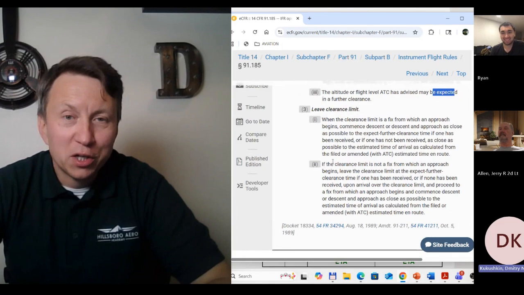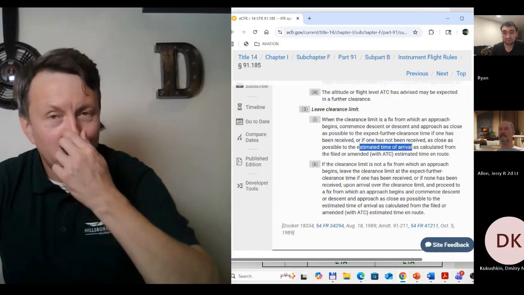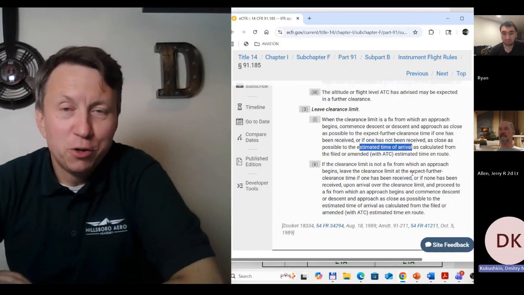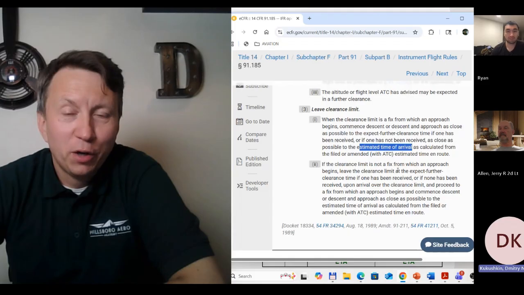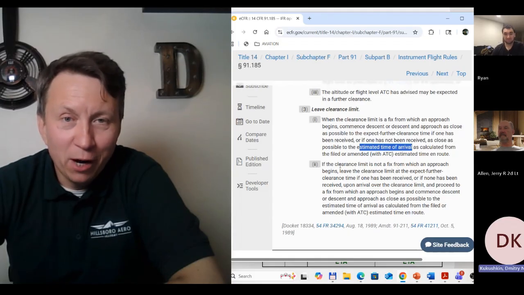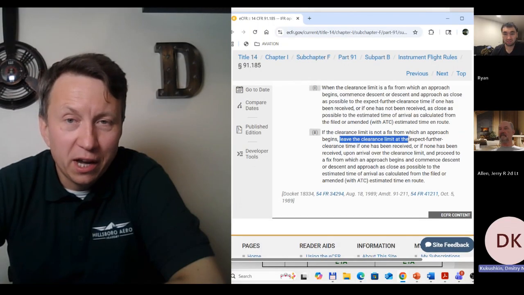Now, leave the clearance limit. When the clearance limit is a fix from which approach begins, that's pretty easy. You commence descent as close as possible to EFC, or if it has not been received, to the estimated time of arrival, ETA. There you go. So again, pretty easy. If you file to an initial approach fix, amazing. You get there early, hold. If you get there late, you just proceed. Now, if the clearance limit is not a fix on which approach begins, that's probably the hardest part. You leave the clearance limit at EFC or ETA. So that's hold number 1 on the picture.